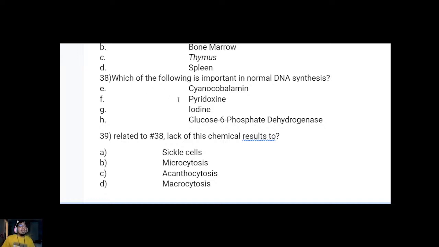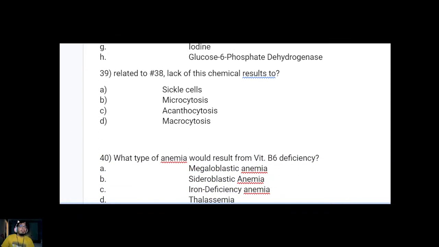Which of the following is important in normal DNA synthesis? Pinaltan ko lang yung pangalan ng vitamin B12, naloka na kayo. Cyanocobalamin, ilang beses ko yung tinanong-tanong. Si Krisha ba yun? Hindi ko maalala. Or si Lilzo. Okay? Vitamin B12. Pyridoxal is B6. Okay?